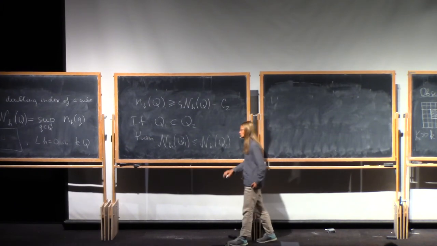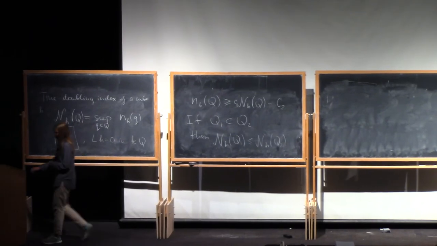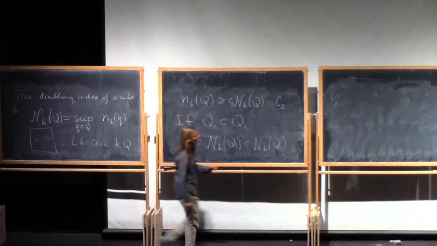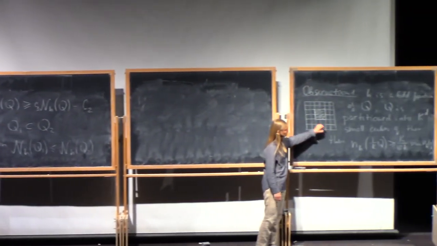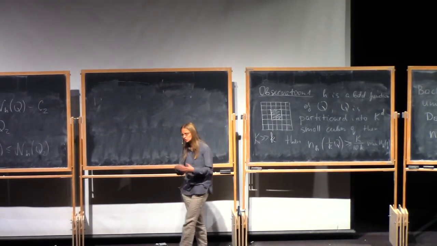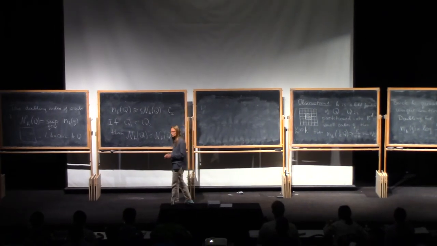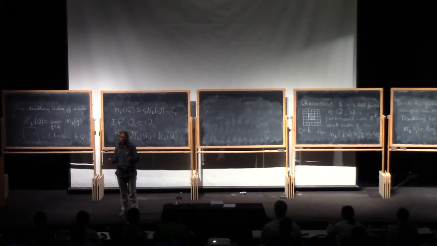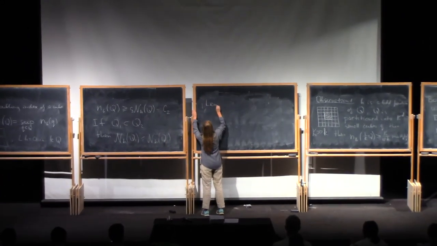Okay, so one more thing that I want to do today is to iterate the observation here. It told you that we can find one cube inside where the doubling index is not as large as the global one. And remember, I want to find many cubes where the doubling is not as large as the global one.